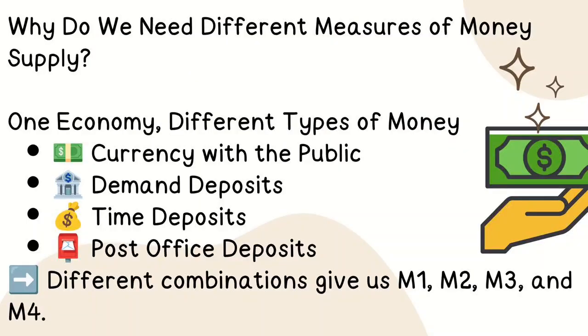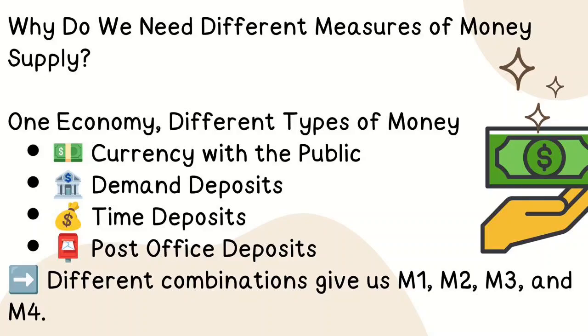Now, let's answer the biggest question. Why did economists create 4 different measures of money supply? Why not just one? Imagine you are a school principal. You want to know how many students are there in your school. One teacher counts only the students present today. Another counts all the students who are officially enrolled. A third teacher also includes students participating in an educational tour. All 3 answers are correct, but each is measuring something slightly different. The same idea applies to money.